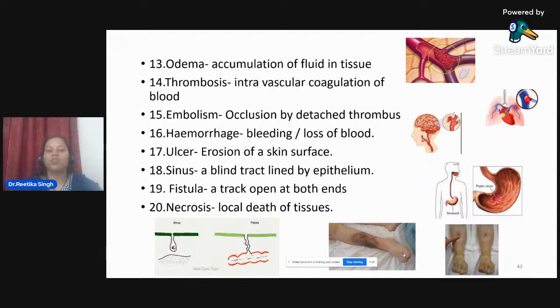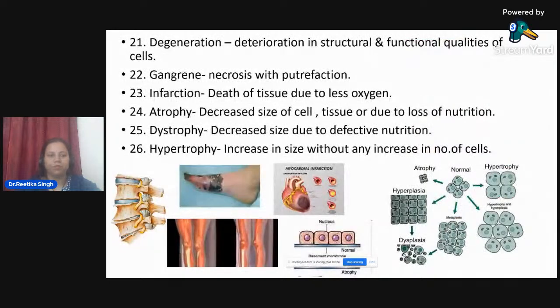Edema is the accumulation of fluid in tissue. Thrombosis is intravascular coagulation of blood. Embolism is occlusion by a detached thrombus. Hemorrhage is bleeding or loss of blood. Ulcer is erosion of the skin surface. Sinus is a blind tract lined by epithelium. Fistula is a tract open at both ends. And necrosis is local death of the tissue.